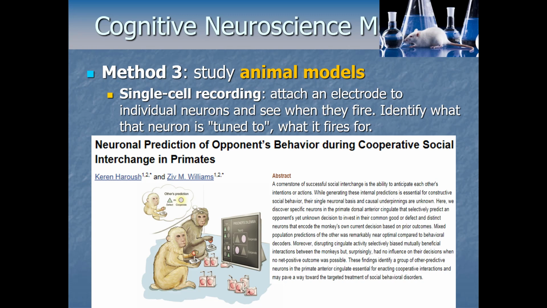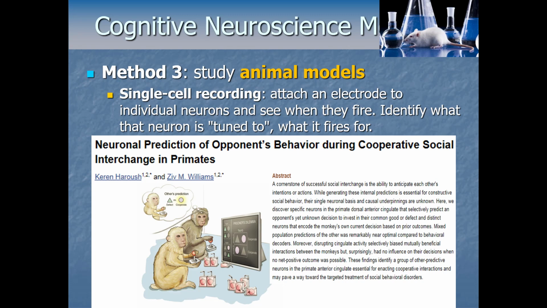Now, as the abstract says here, you probably can't read this, but I'll read it for you. As the abstract says, a cornerstone of successful social interchange is the ability to anticipate each other's intentions and actions. While generating these internal predictions is essential for constructive social behavior, their single neuronal basis and causal underpinnings are unknown. In other words, we don't know how neurons in the brain manage to predict social partners' behavior. Here, they say, we discover specific neurons in the primate dorsal anterior cingulate that selectively predict an opponent's yet unknown decision to invest in their common good or to defect, to betray.